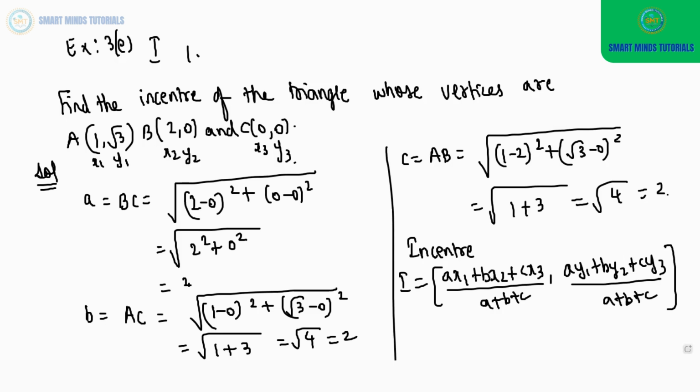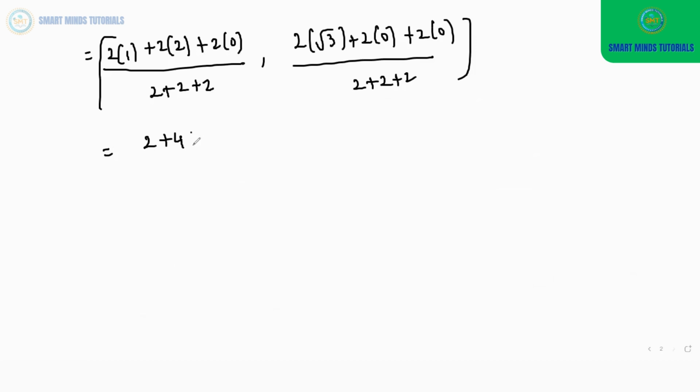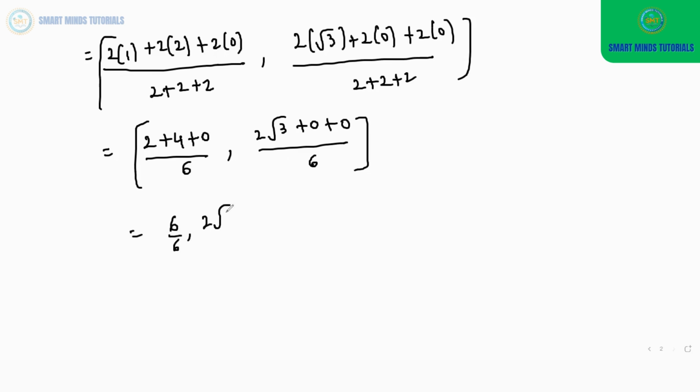Now substitute the values here. So that is (2 into 1 plus 2 into 2 plus 2 into 0) by (2 plus 2 plus 2), comma (2 into root 3 plus 2 into 0 plus 2 into 0) by (2 plus 2 plus 2), which is equal to (2 plus 4 plus 0) by 6, (2 root 3 plus 0 plus 0) by 6, which is equal to 6 by 6, 2 root 3 by 6, which is equal to (1, 1 by root 3).